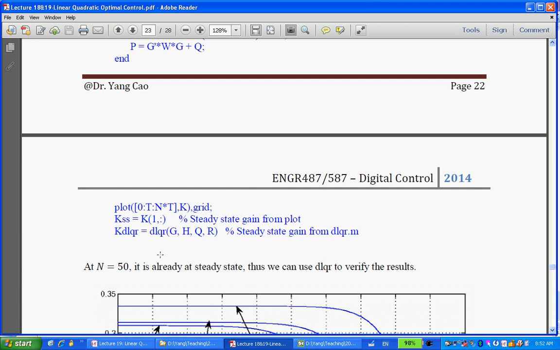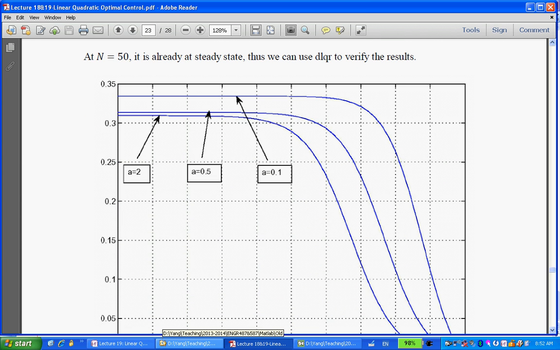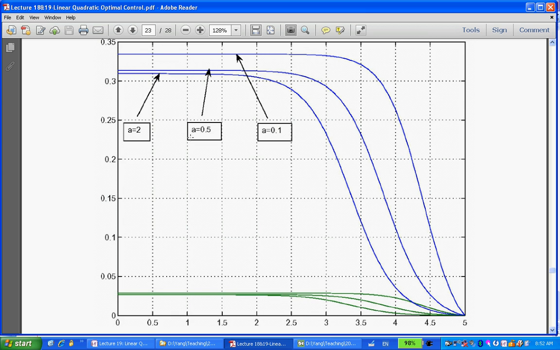So the plotting is shown here. That should be for R equal to 0.1, 0.5, and 2. Apparently, as you see, with R equal to 0.1 at the steady state, you have a higher value for the K here, right? Make sense? Now K has 2 values, okay? So there's a green one, there is a blue one.